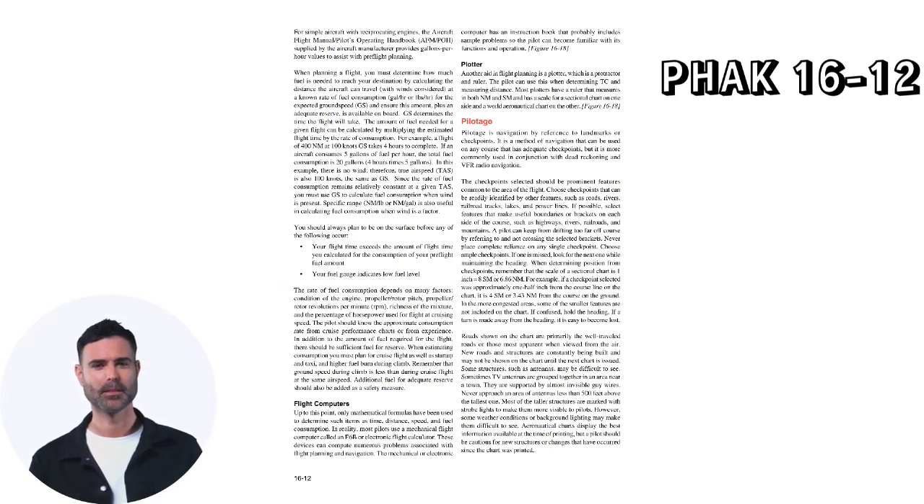Plotter. Another aid in flight planning is a plotter, which is a protractor and ruler. The pilot can use this when determining TC and measuring distance. Most plotters have a ruler that measures in both NM and SM and has a scale for a sectional chart on one side and a world aeronautical chart on the other.